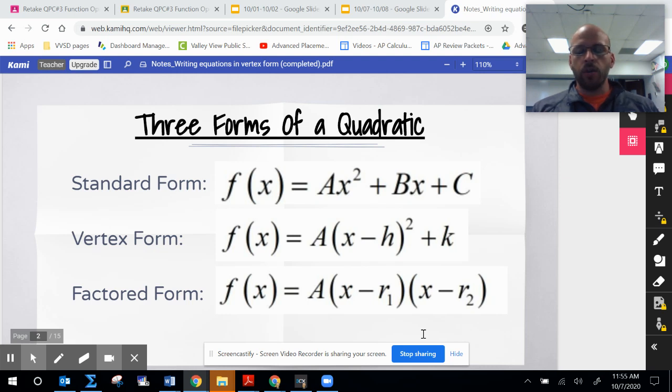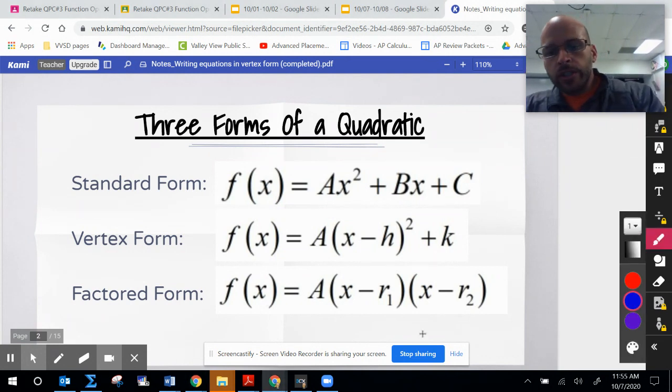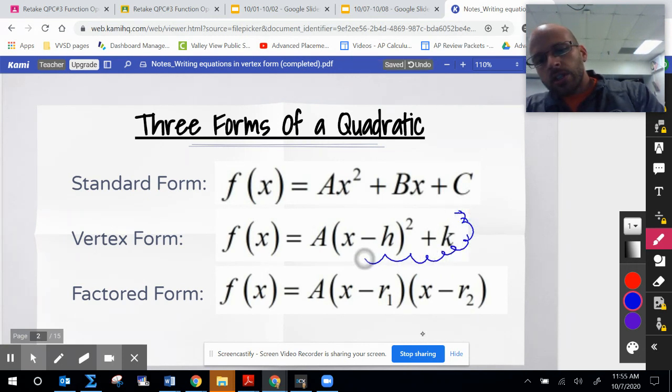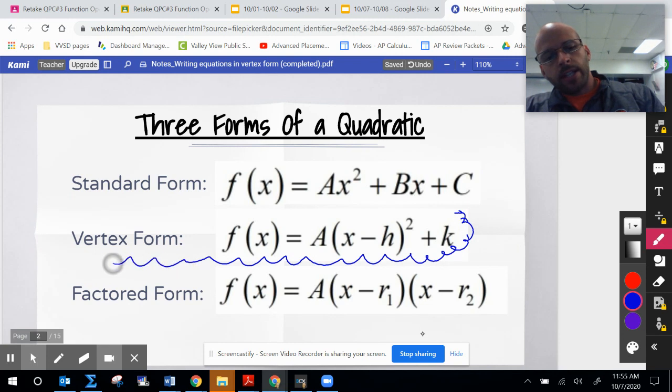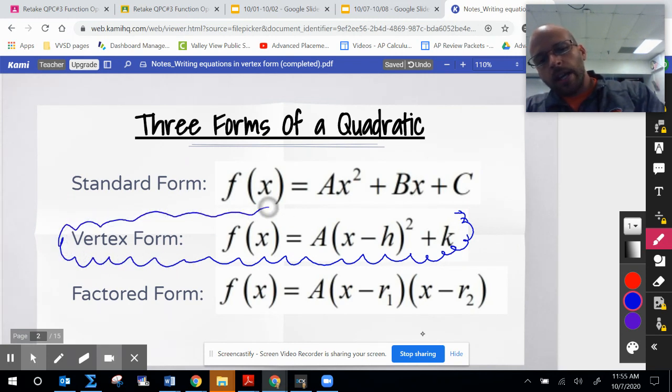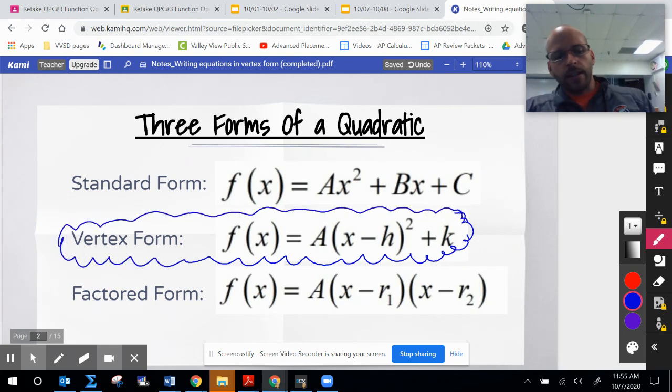Hello. So today we're going to talk about how to write the equations of a quadratic, and the focus is going to be on vertex form. So let's highlight this here. We are going to focus all day today on vertex form and how to write a quadratic in that form. But before I do that, let's review vertex form.